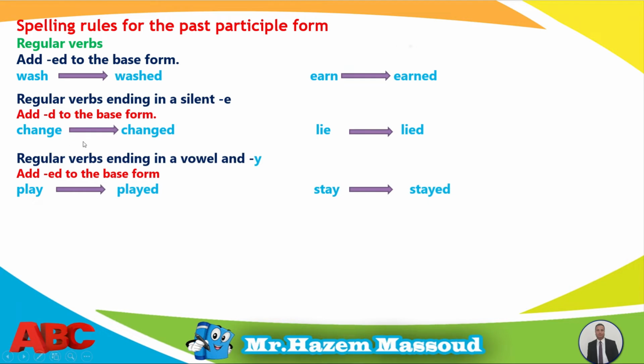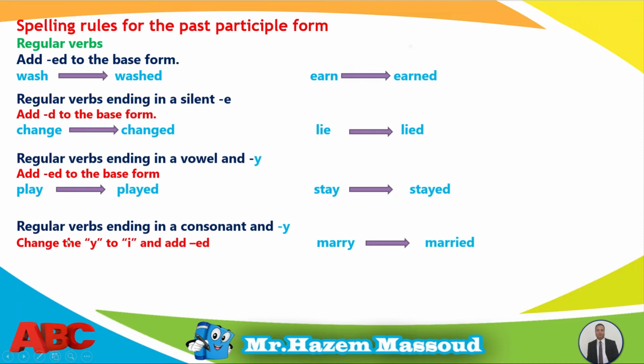In regular verbs ending in a vowel and the letter y, for example play, what I do here is add ed to the base form of the verb. So if the verb ends in the letter y and before the letter y there is a vowel letter, so if the verb ends in a vowel letter plus the letter y, I add ed. Play, played. Stay, stayed.